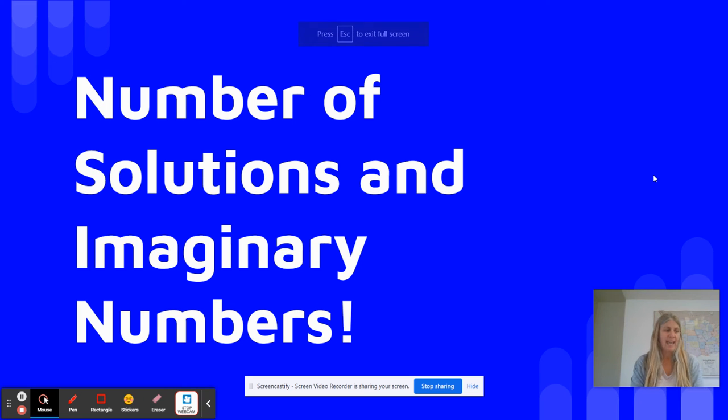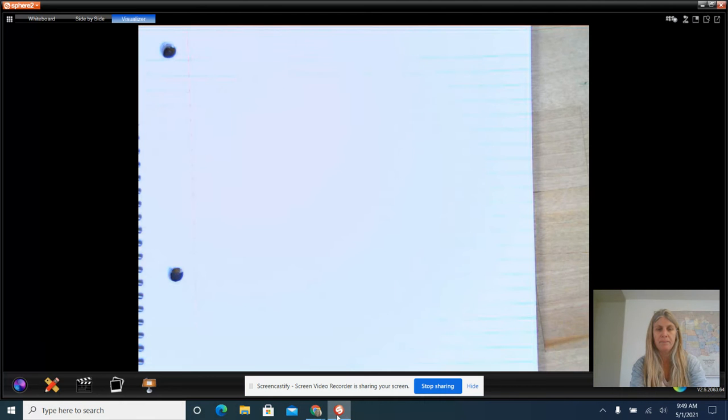Today we're going to take a look at how to find the number of solutions for a parabola by using the discriminant. We can do a little bit of math and know whether or not our parabola is going to cross the x-axis once, twice, or never. And then we're going to take a look at imaginary numbers, which is how we can deal with when we have a negative underneath a square root sign. So let's jump right in.